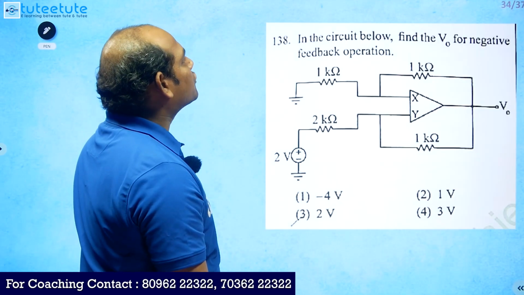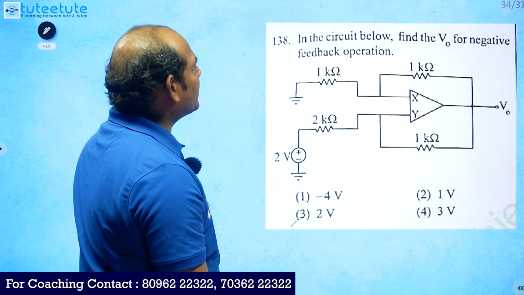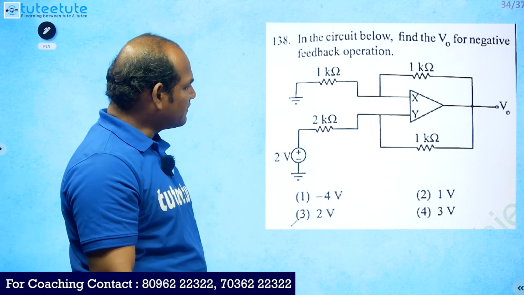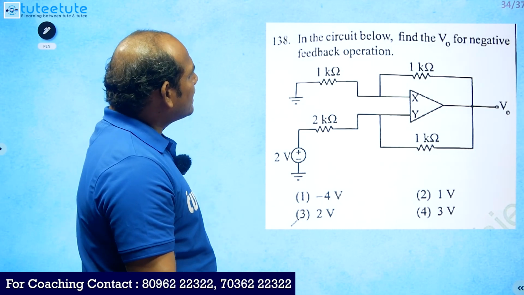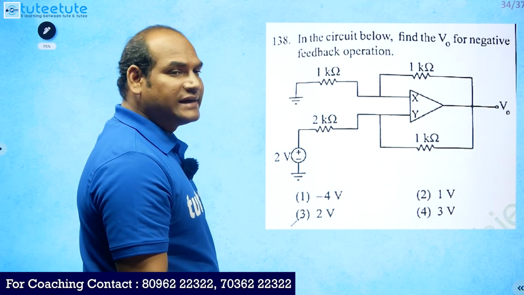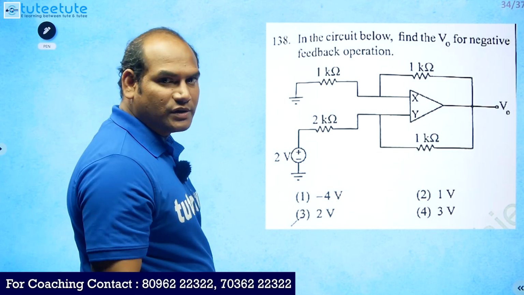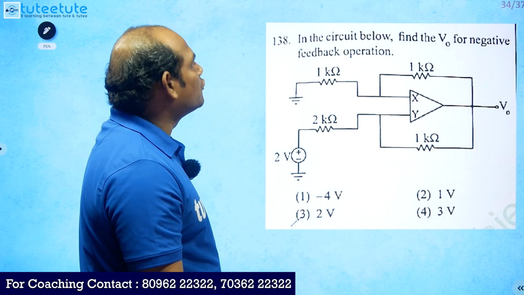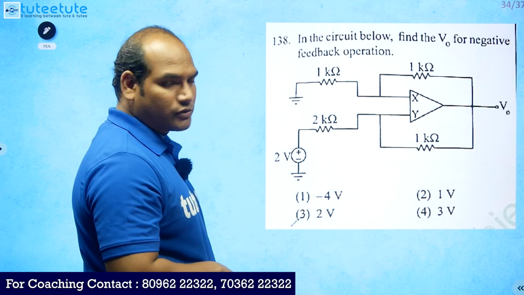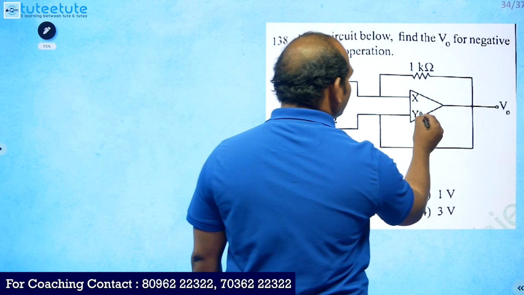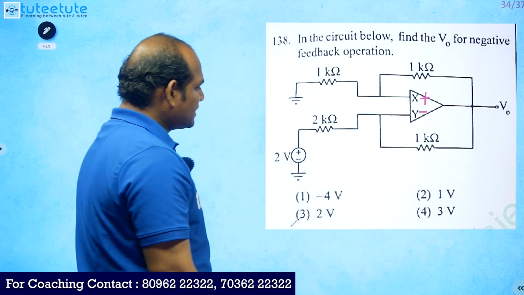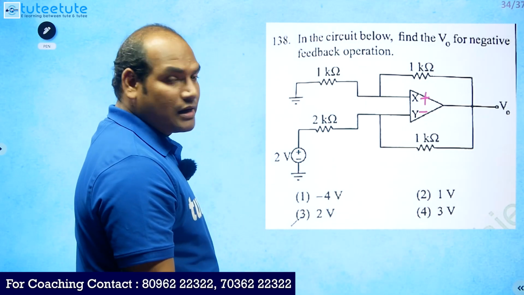Next, in the circuit below, find the V0 for the negative feedback. Actually, the same circuit we have seen previously, and we have taken the polarities to have the negative feedback. Find V0 for the negative feedback operation. Here they are asking for the output now. Previously we got this is the negative terminal, this is the positive terminal. So with that we will continue with this particular problem.